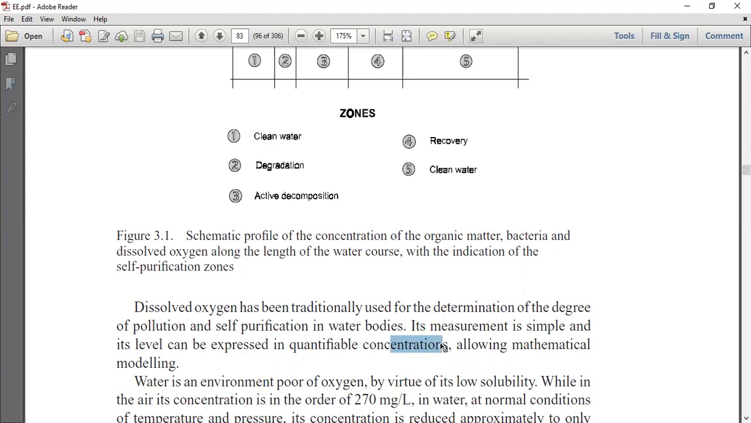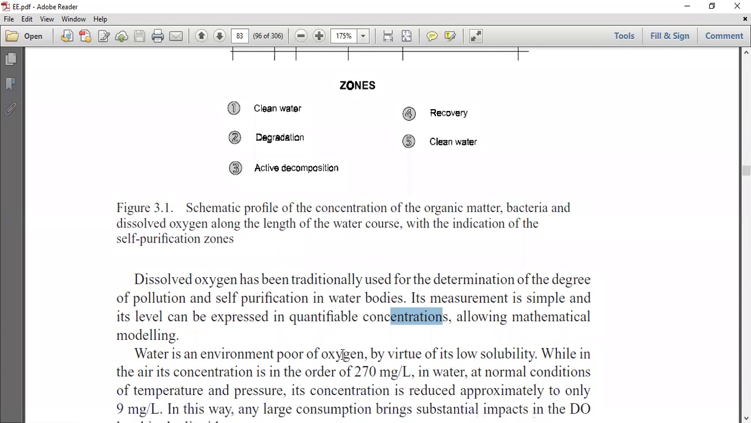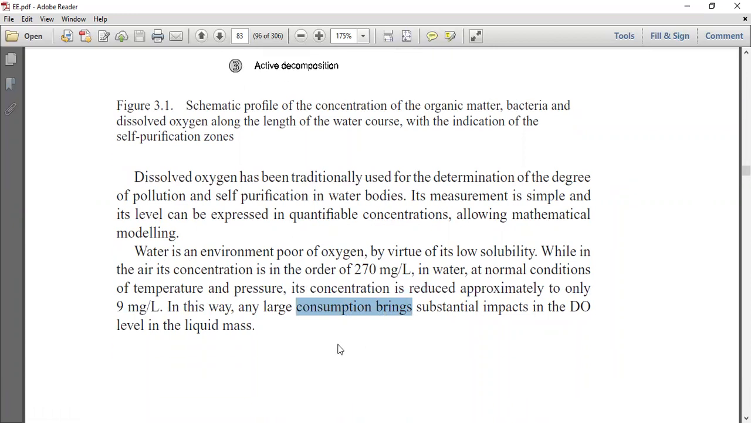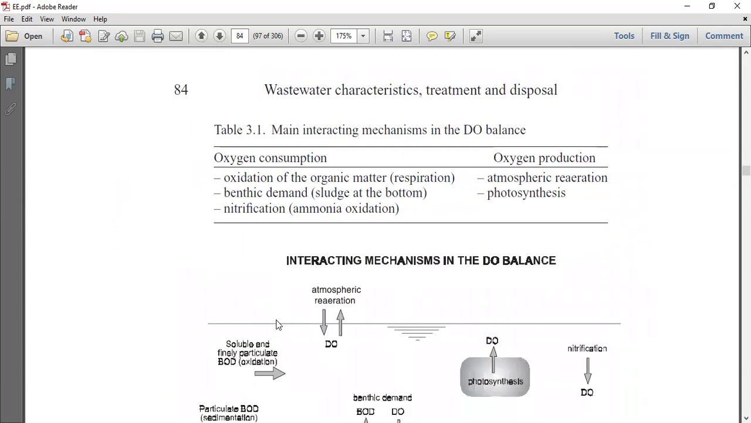Water is an environment poor in oxygen by virtue of its low solubility, while in the air its concentration is in the order of 270 mg per liter. In water at normal conditions of temperature and pressure, its concentration is reduced to approximately only 9 mg per liter. In this way, any large consumption brings a substantial impact on the dissolved level in the liquid mass.